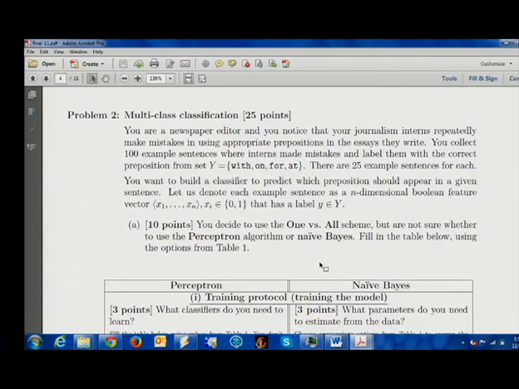And you'll see actually that there are interesting differences if you haven't thought about it before. Okay, so what are we doing? You decide to use 1 versus all. You should all know what that means. But you're not sure which classifier to use, perceptron or naive Bayes. So we're going to complete the table here, or you will help me to complete the table here.